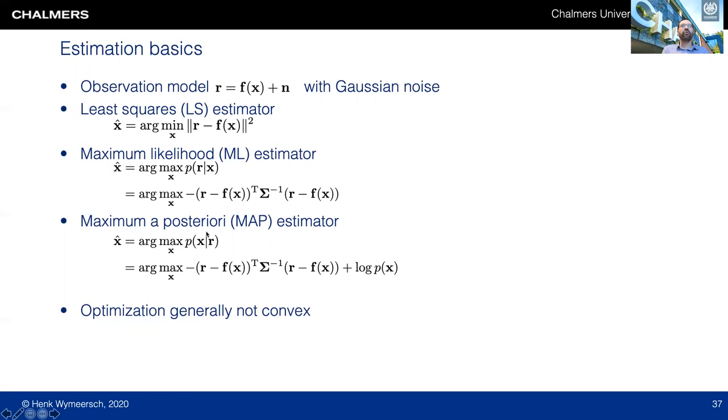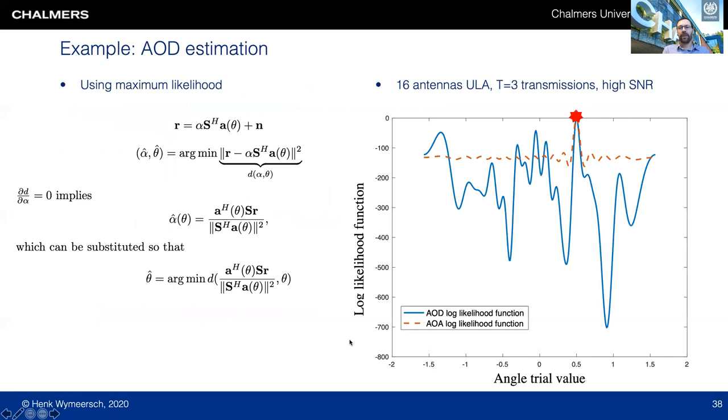If you have prior information, you could maximize the posterior, where you have the part of the likelihood function and the logarithm of the prior. Okay, but all of these at the end of the day are optimization problems with respect to x, just with different objective functions. Now, the challenge here is that almost never are these problems convex, because this f of x is typically a very nasty nonlinear function. You have distances which involve norms, you have angles of arrival and departure which involve cosines and tangents. So you cannot hope for a convex optimization problem.